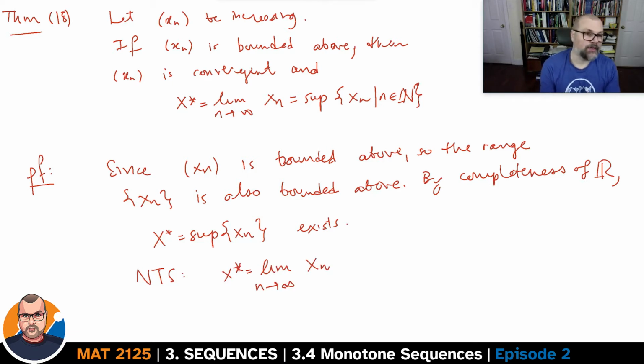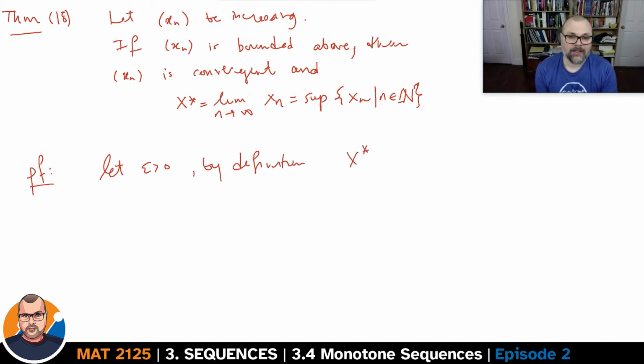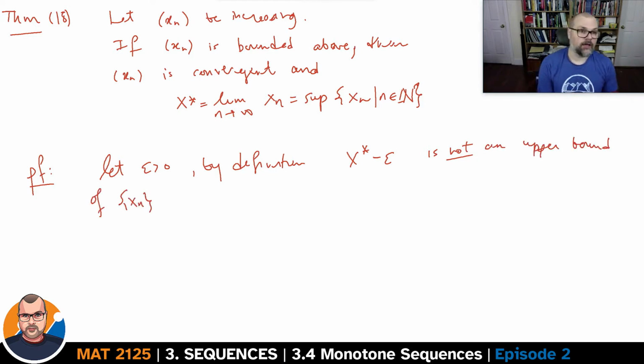How do we show something is the limit? We use the definition. Let epsilon be some positive number. By definition, x star minus epsilon is not an upper bound of the range of values the sequence can take. Otherwise, if it was an upper bound, given that it is smaller than x star, it would be the supremum, not x star, because x star is supposed to be the smallest upper bound.